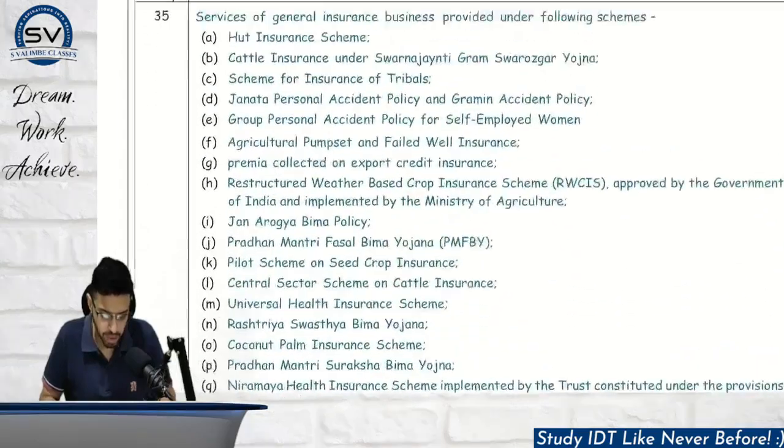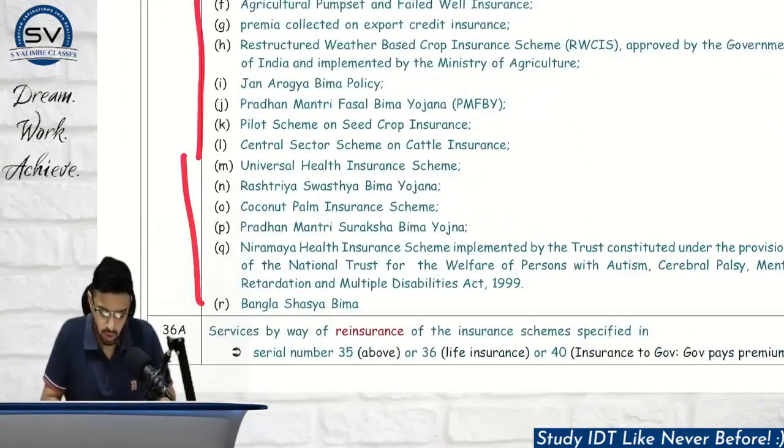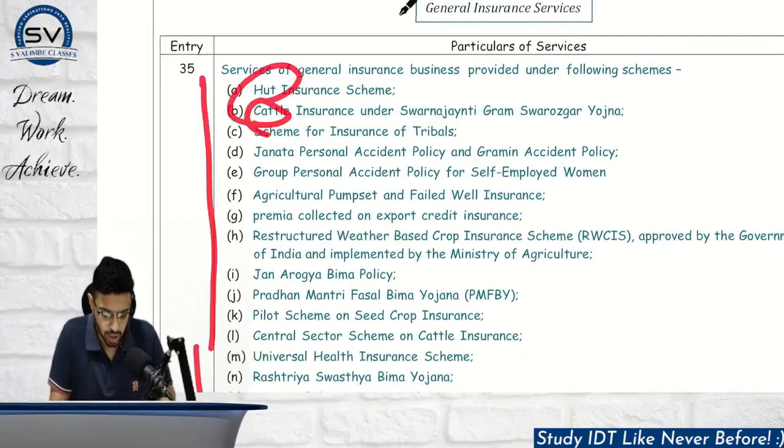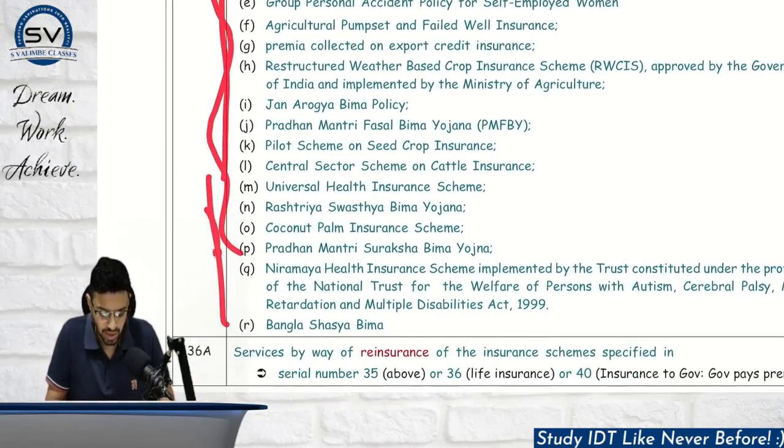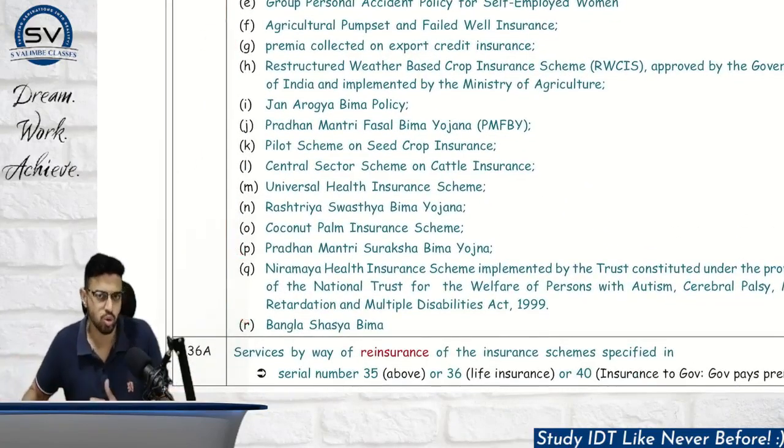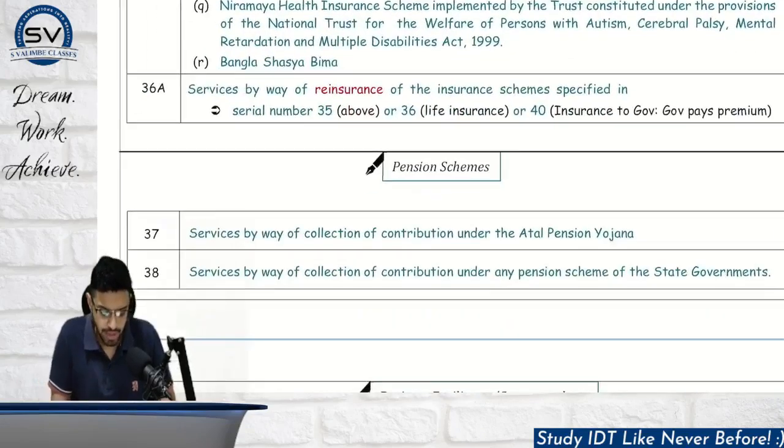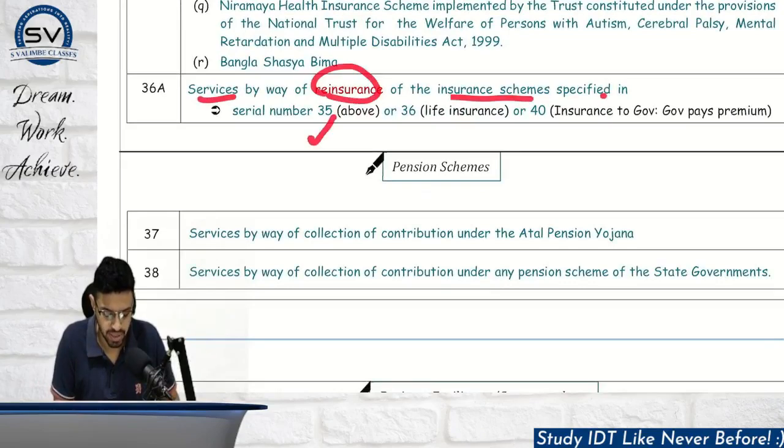Okay. Next, general insurance. Again, a lot of list is given. You just have to read it once. Cattle insurance, hut insurance. These are again, if you see, related to the ground level workers. So here we are granting exemption. Next, services by way of reinsurance of the insurance scheme specified in entry number 35, 36 and 40.